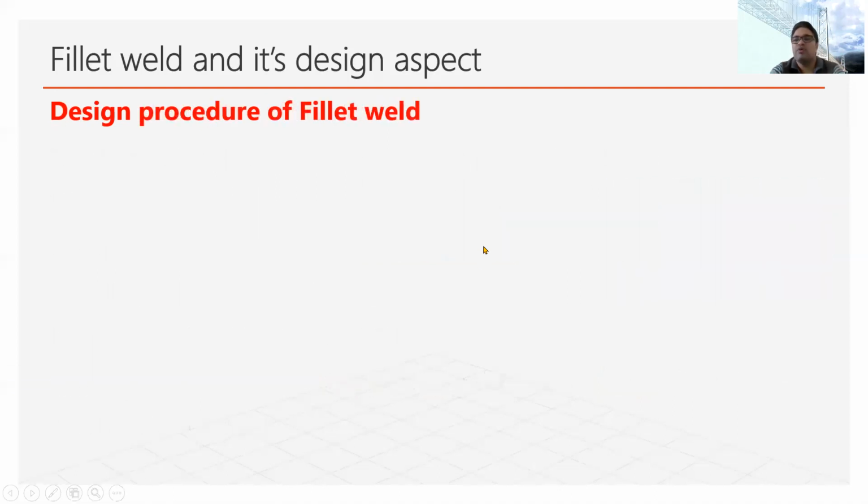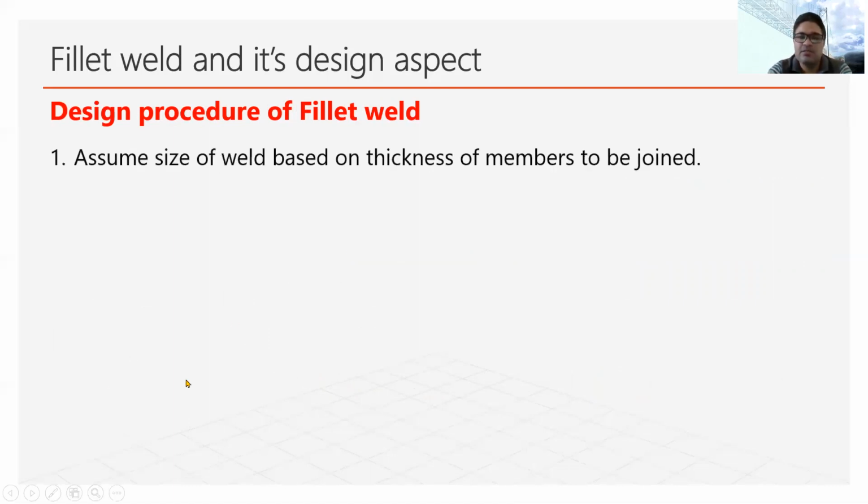So now, what is the design procedure of fillet welded connections? We will see that. The first thing that we do is we assume the size of the weld, because all the calculations are based on this size of weld. This size of weld is S. If we are given the thickness of plates, then on the basis of the thickness of plate, we can simply calculate the size of weld.